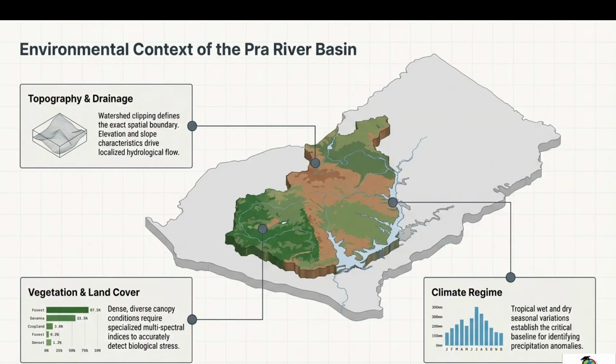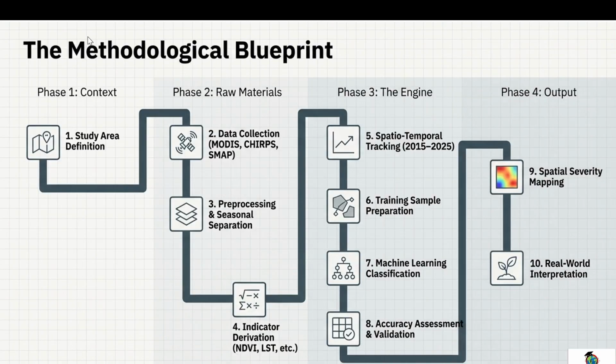And so first of all, if you check, this is the environmental context of the Para River Basin. So you also try to create better results when you work. Okay, so this is the methodological blueprint.